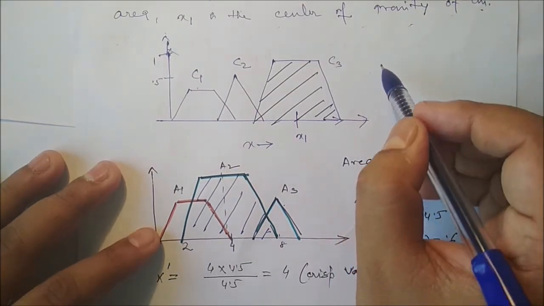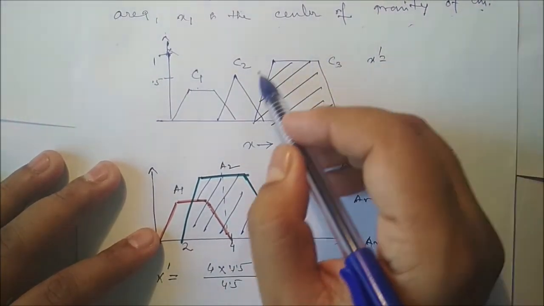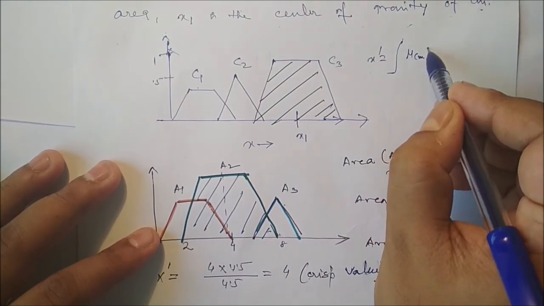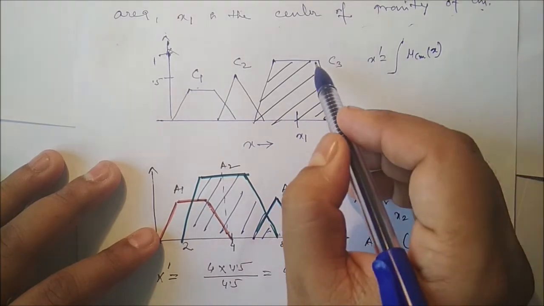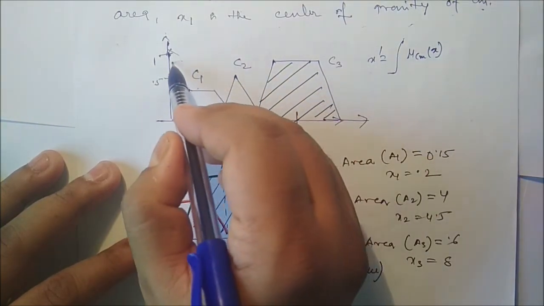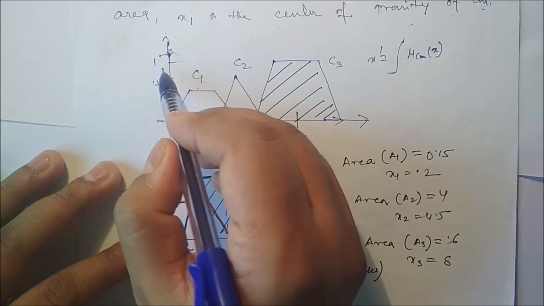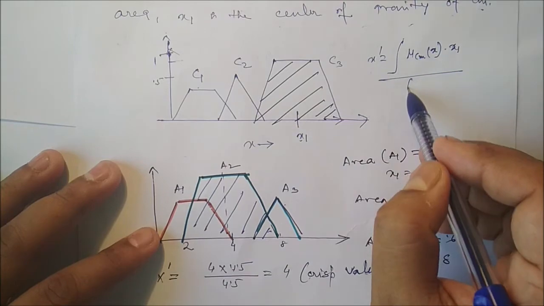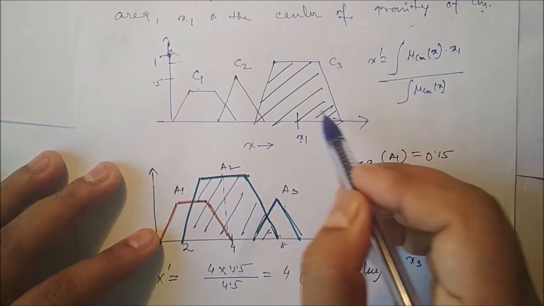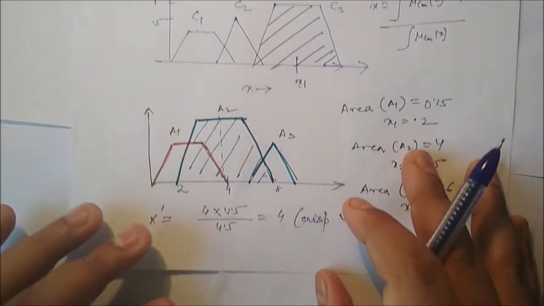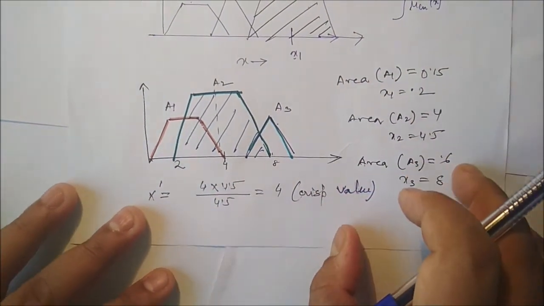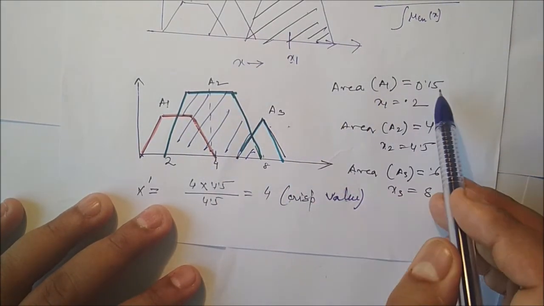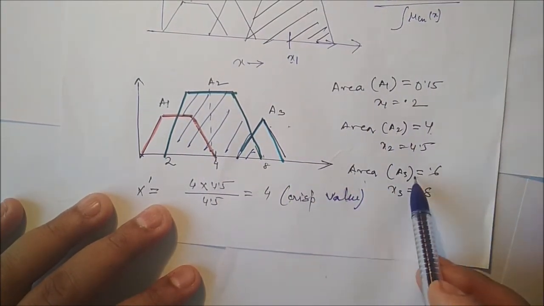So here x dash will be the area of this. Mu cm of x is nothing but the maximum membership value of this particular c3, multiplied by x1, divided by the area of this particular region. Now in our previous example, a1, a2, a3 are there. The area of a1 is 0.15, the area of a2 is 4, and the area of a3 is 0.6.